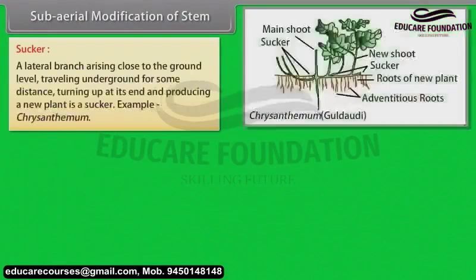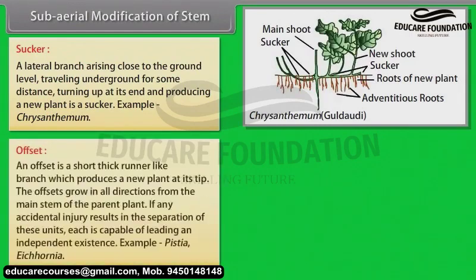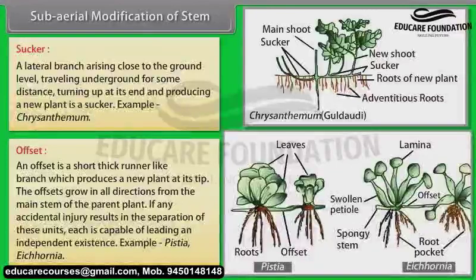Sucker. A lateral branch arising close to the ground level, traveling underground for some distance, turning up at its end, and producing a new plant is a sucker. Example: chrysanthemum. Offset. An offset is a short, thick, runner-like branch which produces a new plant at its tip. The offsets grow in all directions from the main stem of the parent plant. If any accidental injury results in the separation of these units, each is capable of leading an independent existence. Example: pistia, eichhornia.